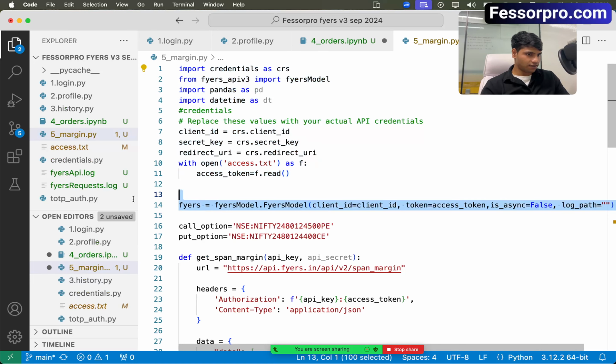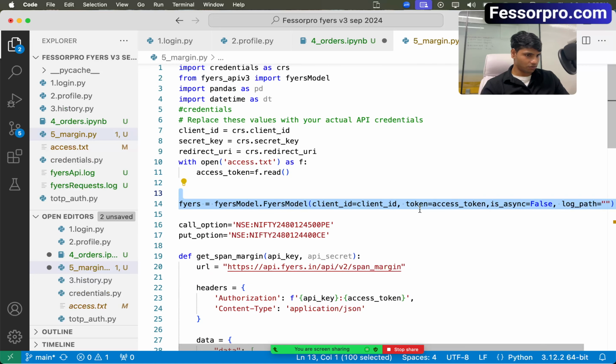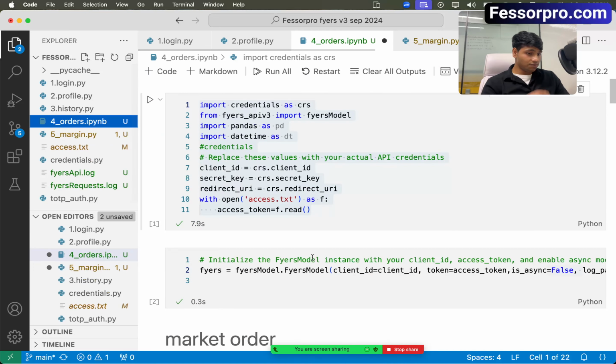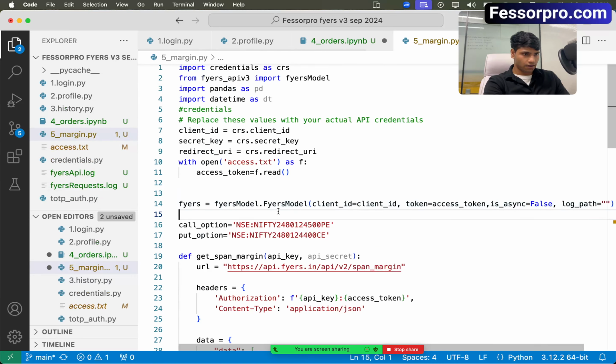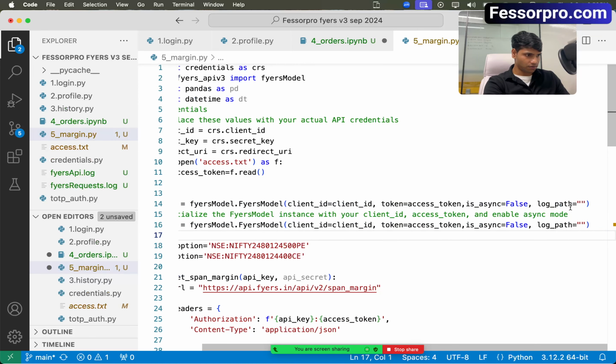Then I created the Fyers model. We need to create a Fyers model object, the same thing we created here. I'll copy this and paste it here. It's the same thing, nothing is different.